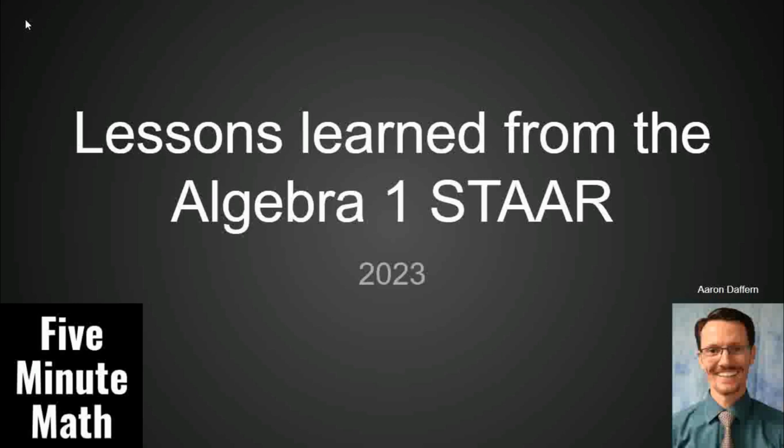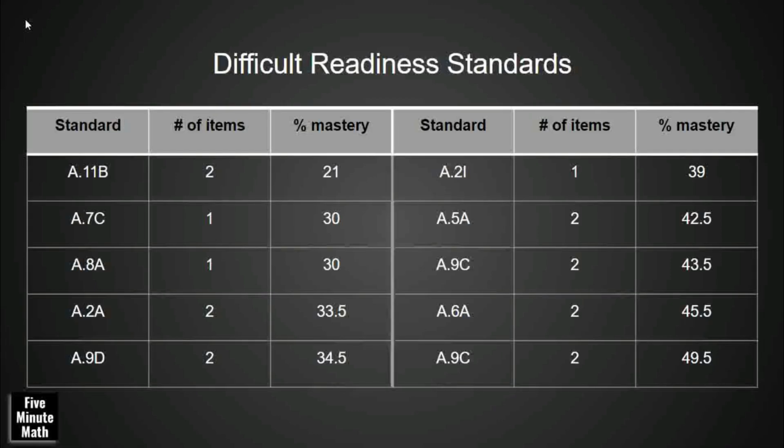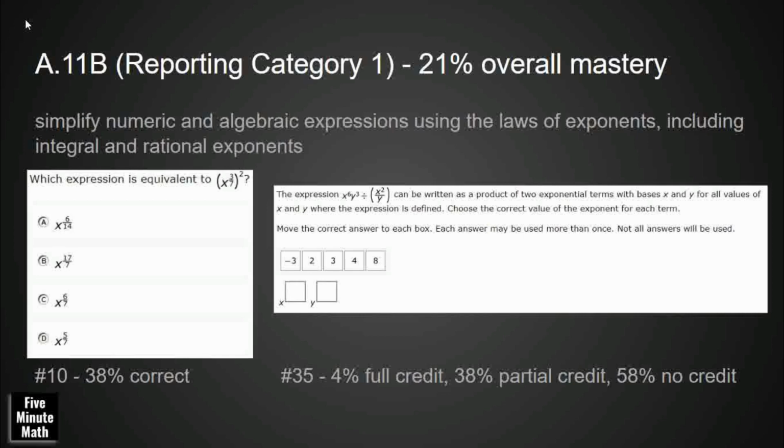Today we are looking at lessons learned from the 2023 Algebra 1 STAAR test. Specifically, we're going to take a look at readiness standards that had less than 50% mastery across the state and see if we can figure out how that might affect our instruction for this coming year. So let's start with the most difficult readiness standard. This is 8.11b, simplifying numeric and algebraic expressions, specifically laws of exponents.